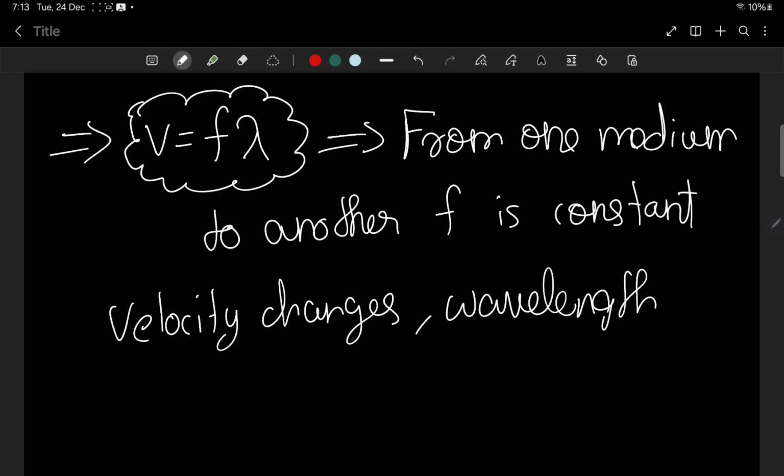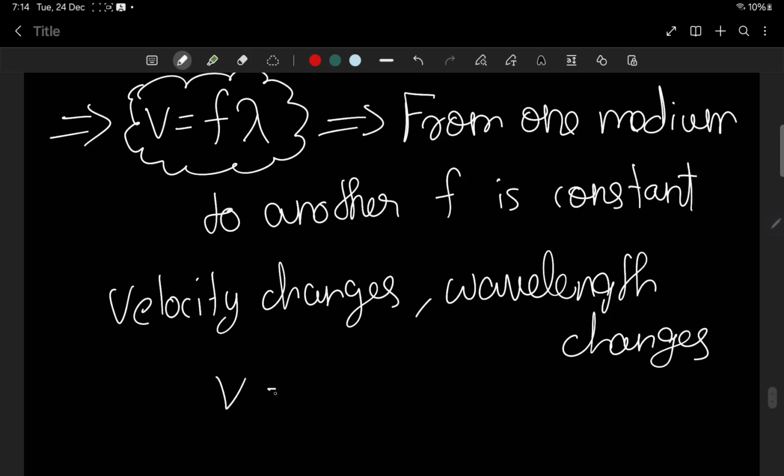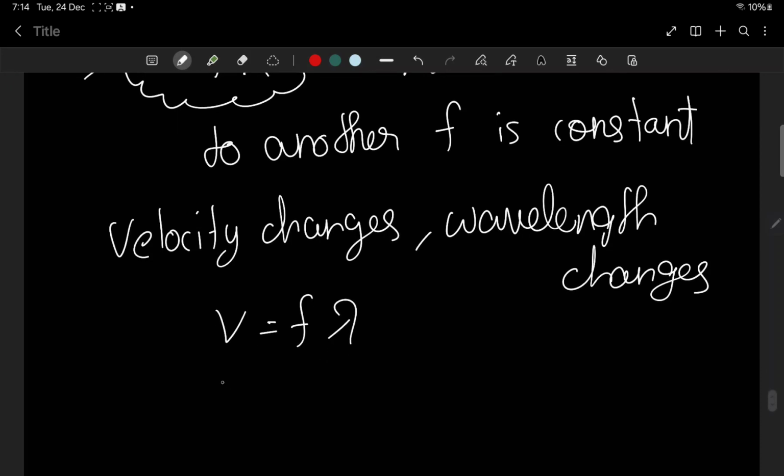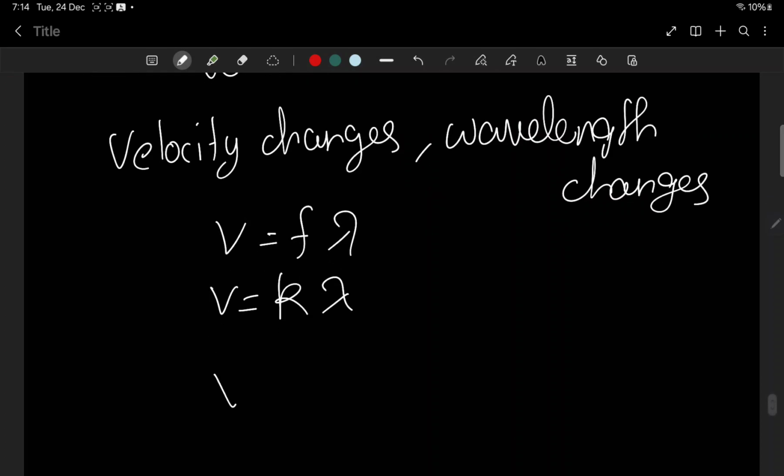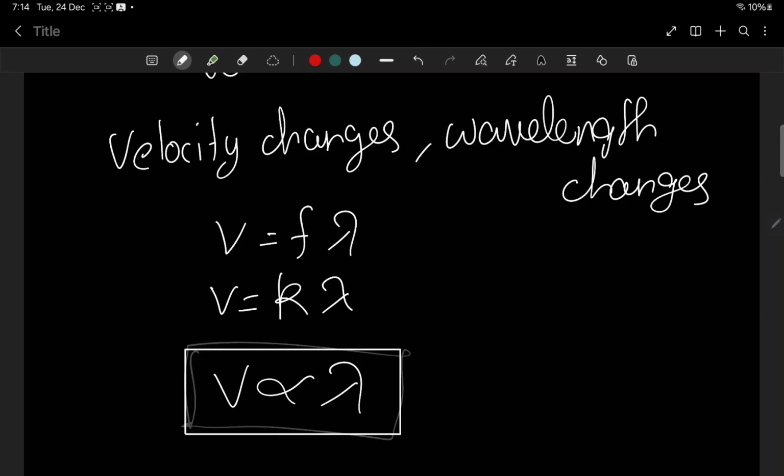From the equation V equals F lambda, this is like V equals K lambda, where F is constant. So V is directly proportional to lambda. If speed increases, then the wavelength of light increases. If speed decreases, the wavelength of light decreases. So from air to water, in air the wavelength is more and velocity is more. In water, the wavelength of light is less, and velocity is also less. This is a very important relation.